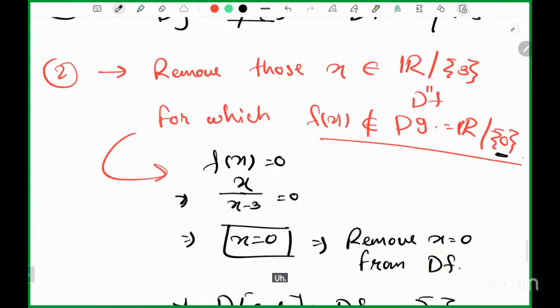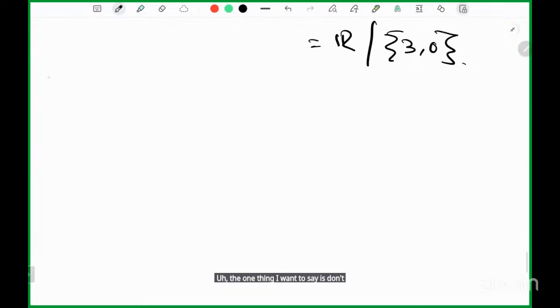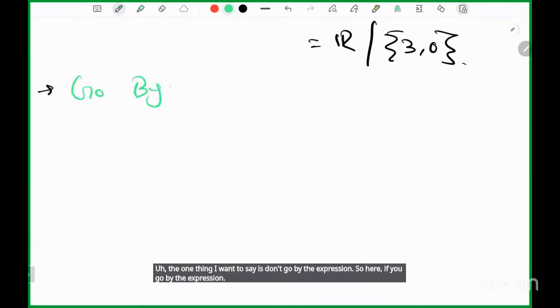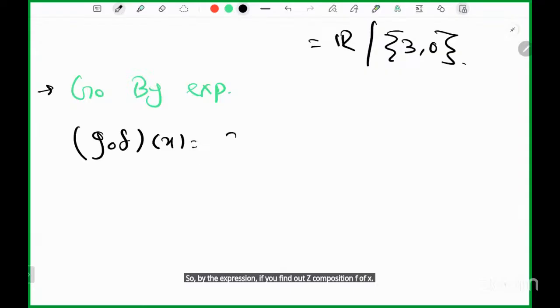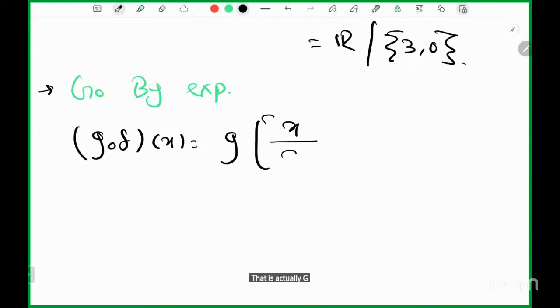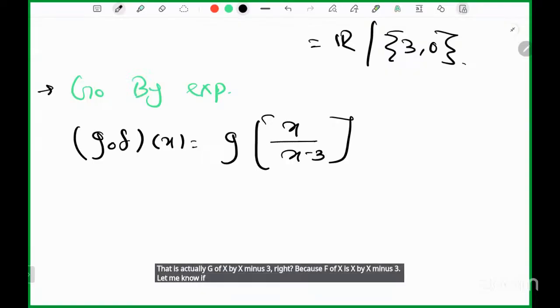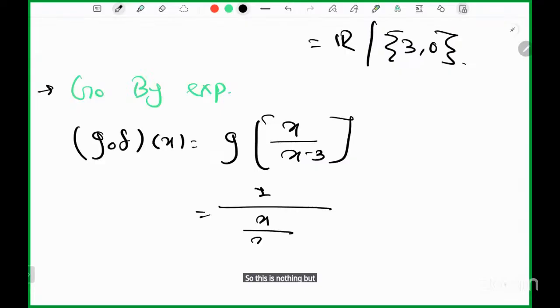The one thing I want to say is, don't go by the expression. If you go by the expression and find G composition f of x, that is G of x by x minus 3, because f of x is x by x minus 3. Let me know if I moved too fast. So this is nothing but 1 by x minus 3, which is equal to x minus 3 by x.